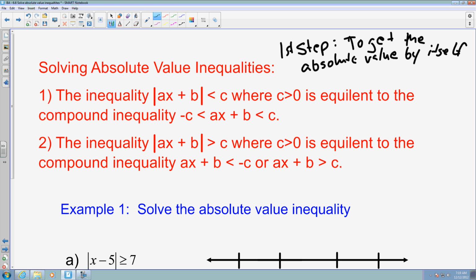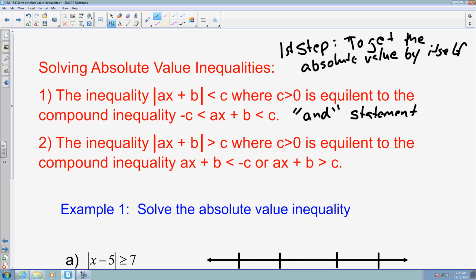And so once you get that, you can either use 1 or 2 to help you solve the inequality and also graph the inequality. So for number 1, it says if the inequality absolute value ax plus b is less than c, where c is greater than 0, it is equivalent to the compound inequality negative c is less than ax plus b, which is less than c, which looks like an and statement, which we learned when we talked about compound inequalities in 6.4.